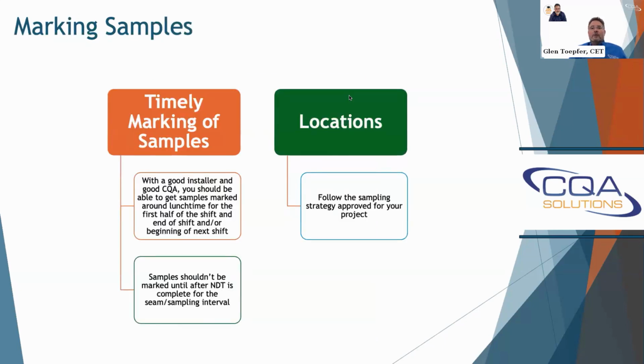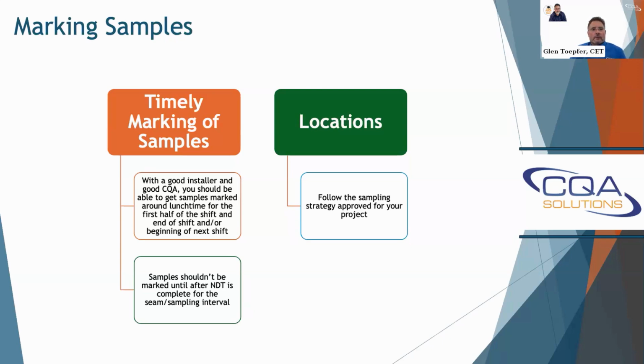So marking samples. I can't stress enough the timely marking of samples. Samples should be marked as soon as possible. They should be cut as soon as possible and tested as soon as possible. Ultimately, if there's any negative feedback, you want that feedback right away so you can get it corrected and move on with a better quality job before you have hundreds and thousands of feet or miles of bad seam out there. And with a good crew, good installer, usually they'll get welding, they'll get their air testing going, and you can follow behind them marking samples. You can get samples out each day.